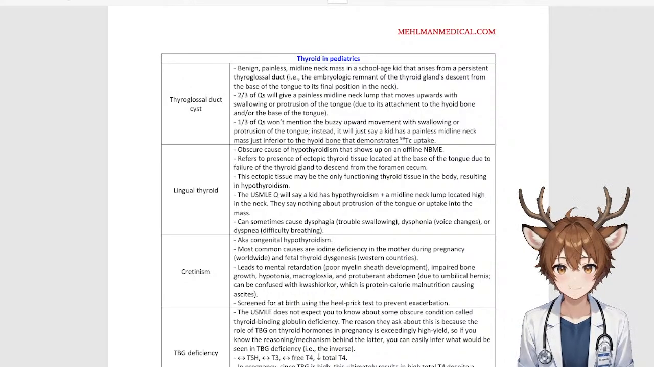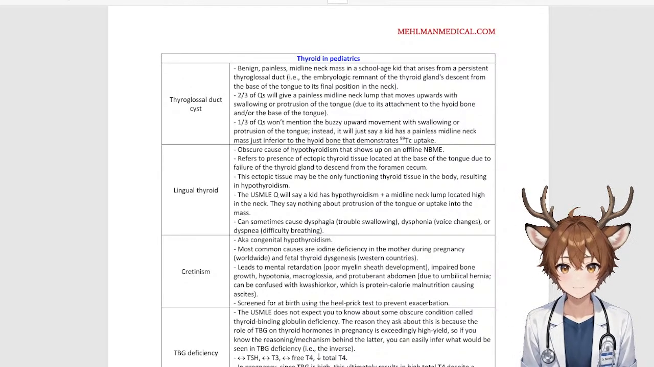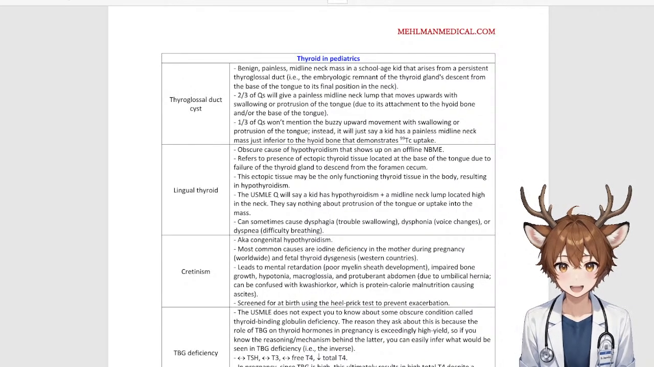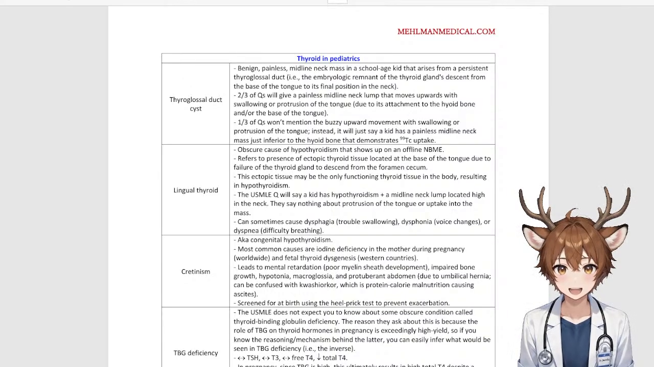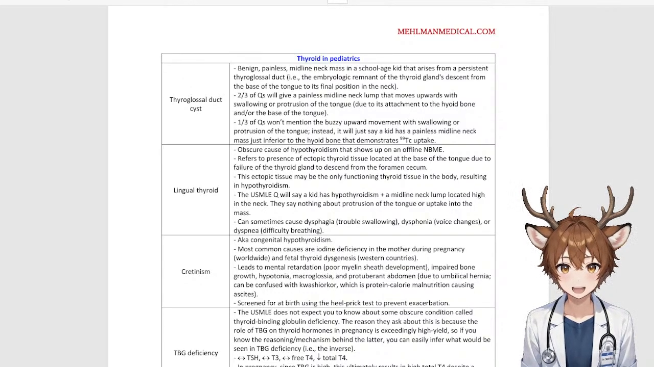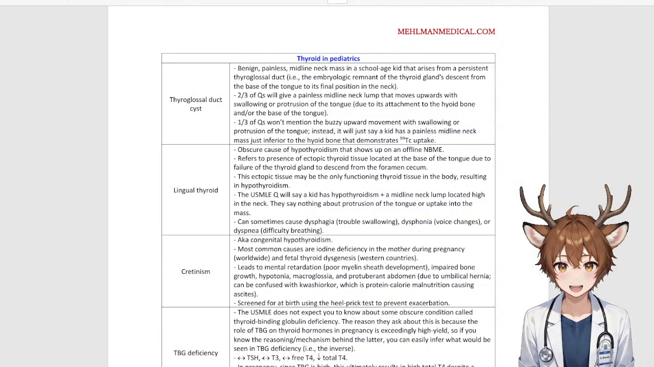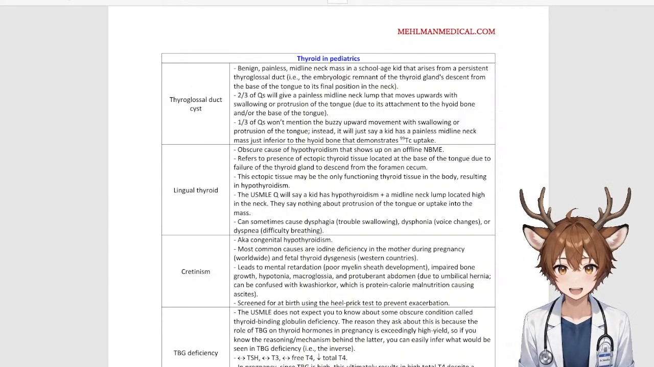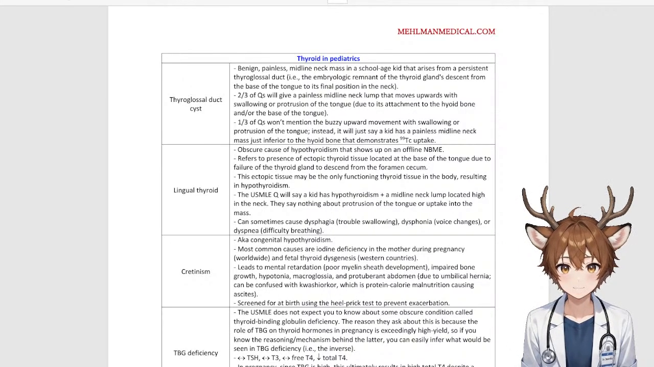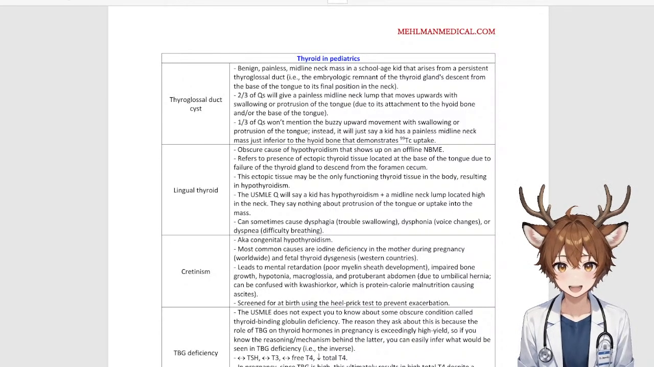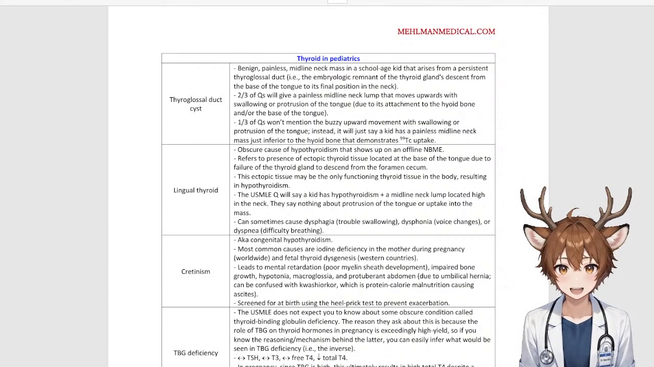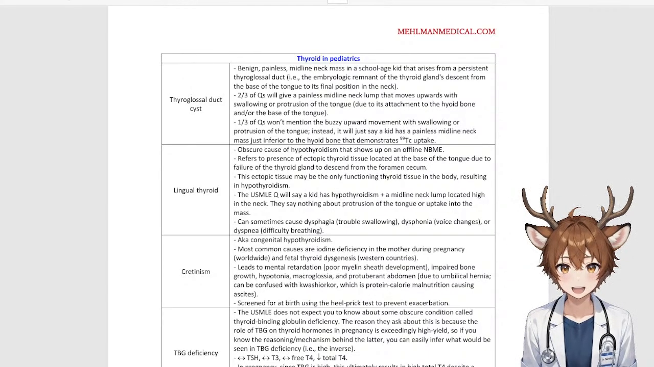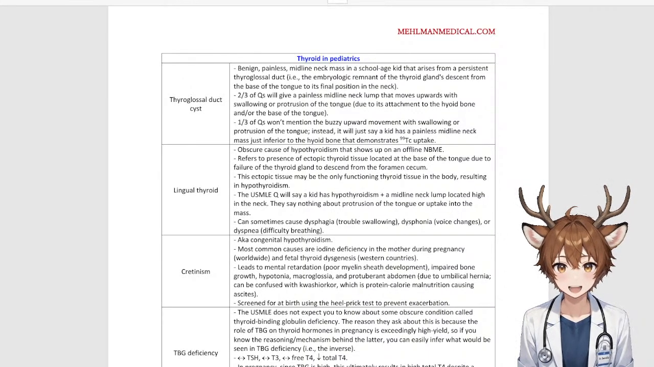Lingual thyroid, an obscure cause of hypothyroidism that shows up on an offline NBME, refers to the presence of ectopic thyroid tissue located at the base of the tongue due to the failure of the thyroid gland to descend from the foramen cecum. This ectopic tissue may be the only functioning thyroid tissue in the body, resulting in hypothyroidism.